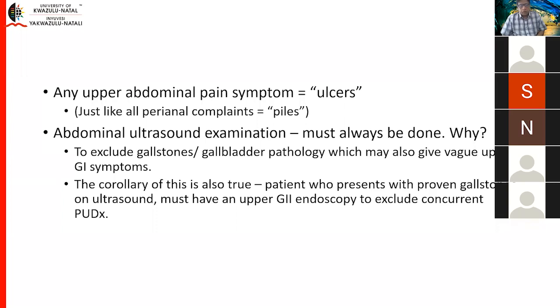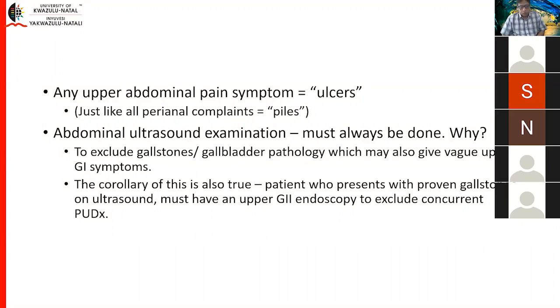You must make sure that they don't also have peptic ulcer disease or some upper GI pathology, right? Because it will not be in the benefit of the patient that you go and refer them for major laparoscopic cholecystectomy without having excluded upper GI pathology. And after having removed the gallstones, the patient comes back to you 2 months later and says, but doc, I've still got the same pain.